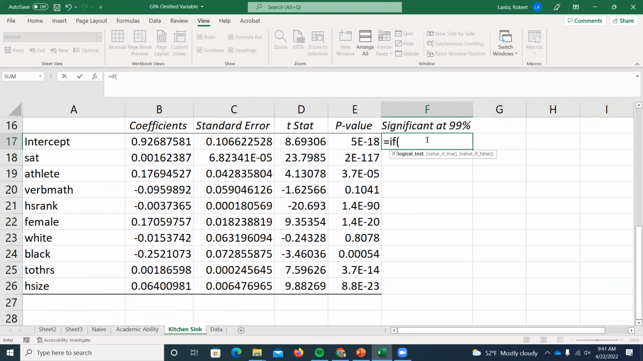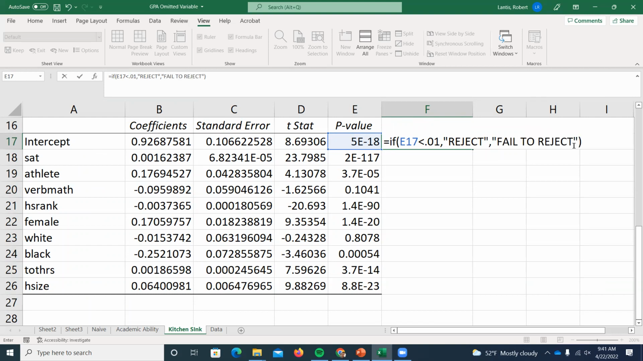Right? So now we're going to say, okay, if the p-value on this variable, I start out with the intercept, but I can do this for every variable, is less than, well, we had a 99% level, so our alpha is 0.01. Right? If that p-value is less than 0.01, put in the word reject. If it's not, put in the words fail to reject.